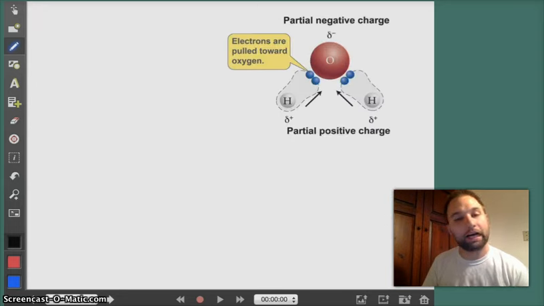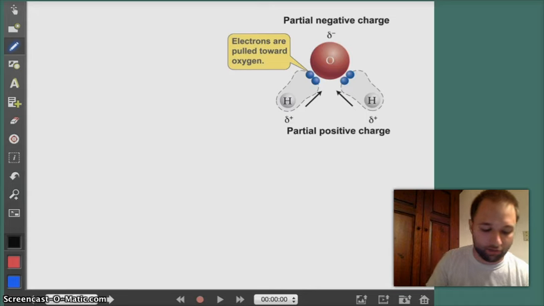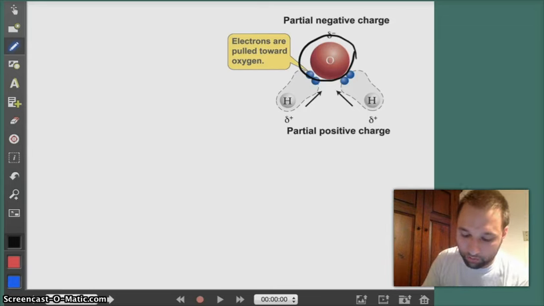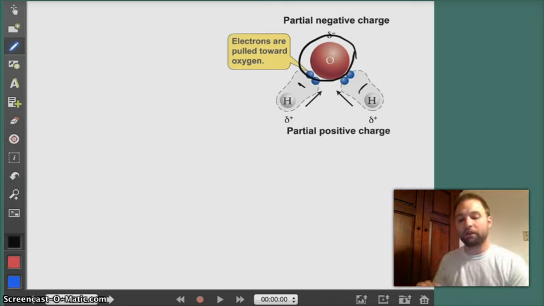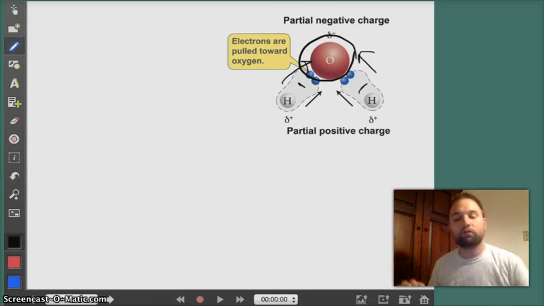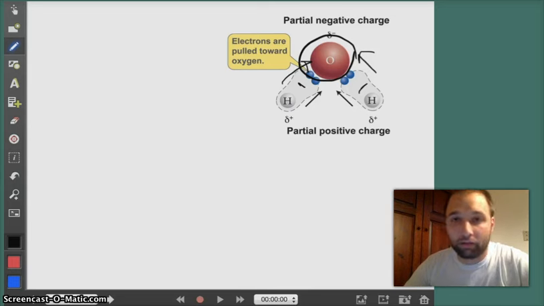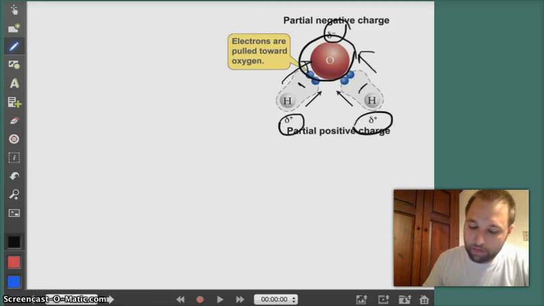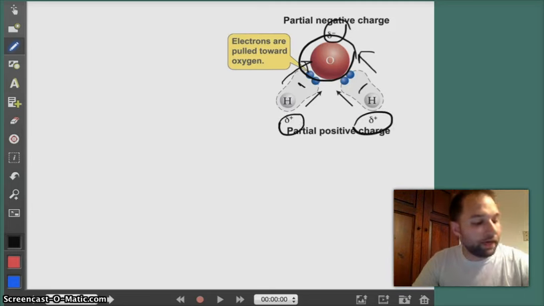So on this next slide, you can kind of see what I'm talking about here. You can see that here is the oxygen, and the electrons, instead of being in the middle between the two, evenly shared, are being pulled closer to that oxygen. And again, that means oxygen is going to have a negative charge, and you can see that up here, and your hydrogens are going to have a positive charge, and you can see that right here. Again, really, really important.